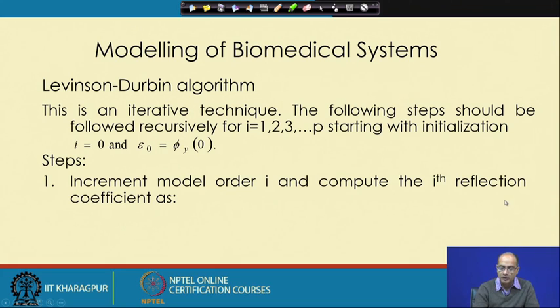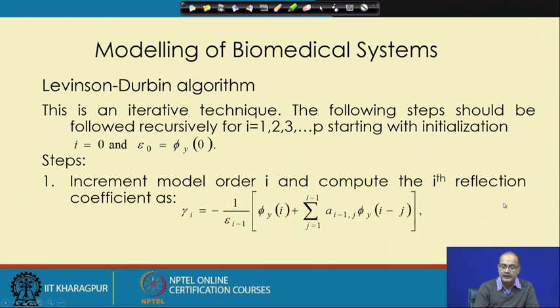The first point is that we need to increment the model order and compute the ith reflection coefficient. If you look at the form of the reflection coefficient, this form is nothing but the error of an ith order model. That is, for the ith order model, what would be the prediction error? We use that, and it is scaled by the error at the previous model order, eta i minus 1. So, it is a ratio of the two errors. This is the reflection coefficient.